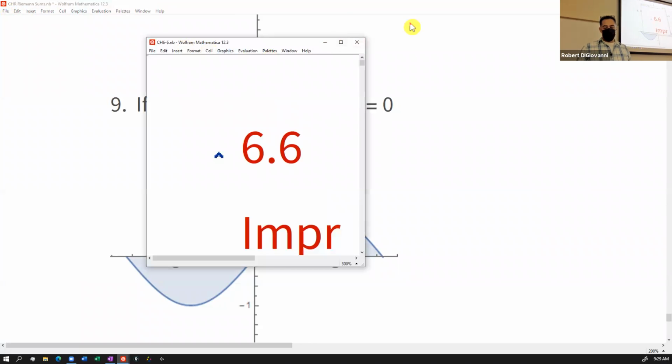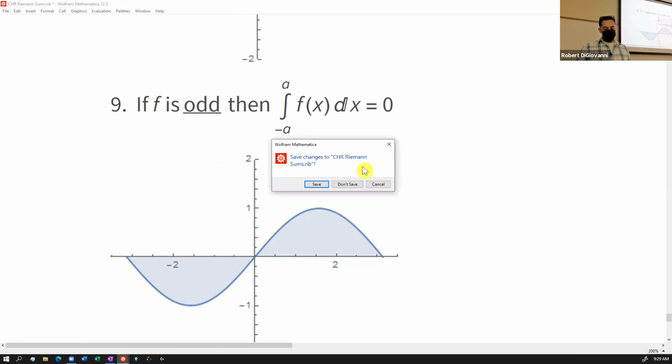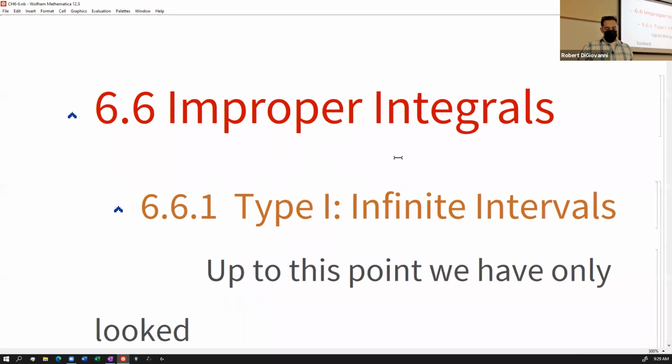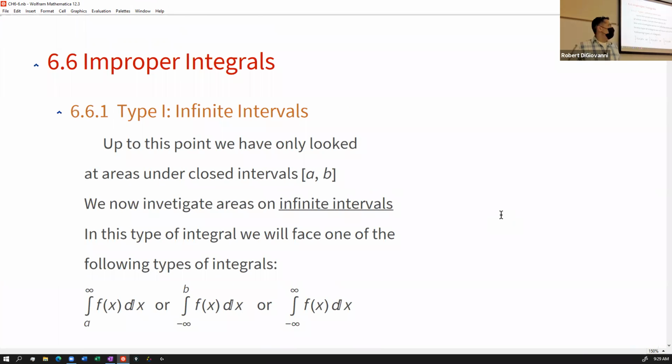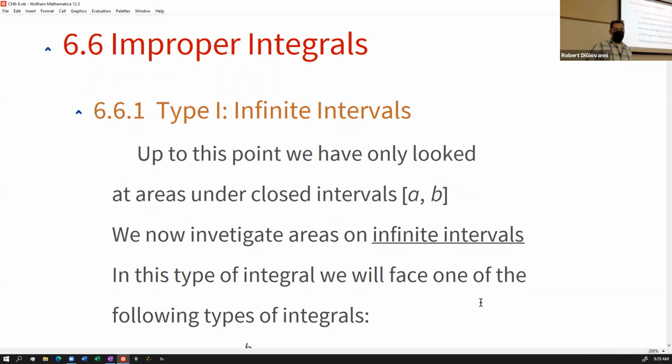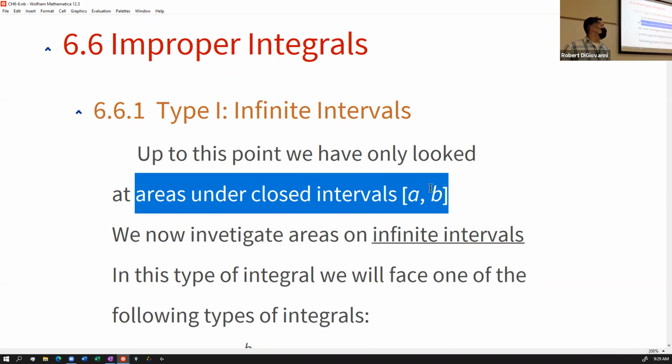And these are some interesting things here. Let me close this out. Improper integrals. All right, so up to this point, everything we've looked at has been trying to find areas under curves on closed intervals. So we're starting at A and we're ending at B, right? And we're finding the area underneath that function on that closed interval. Now we investigate areas on infinite intervals.